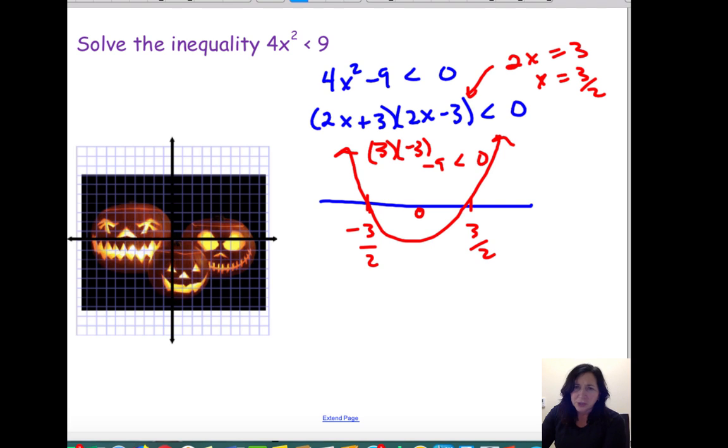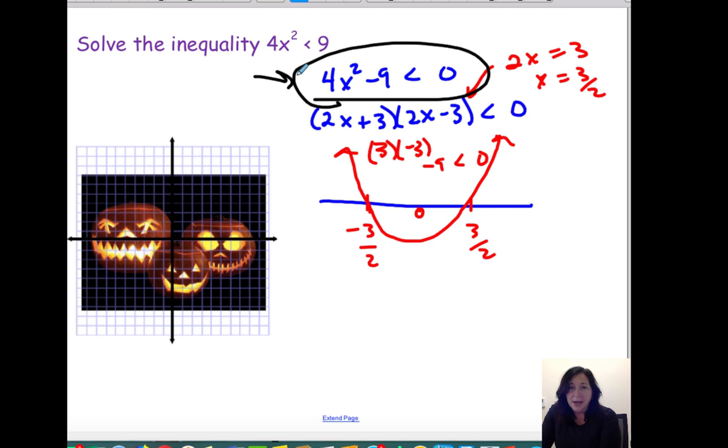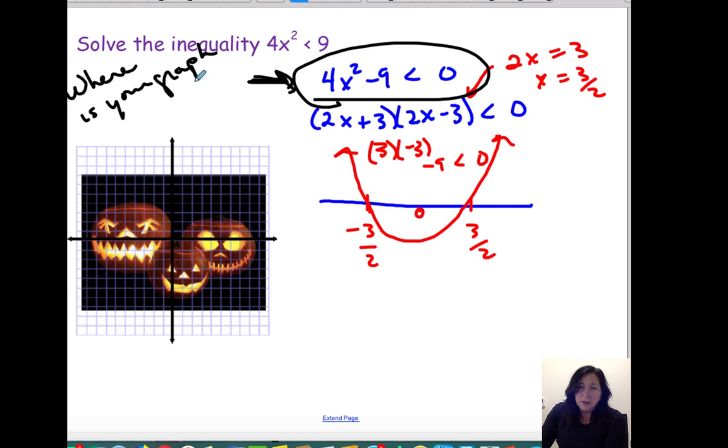So go back to the original equation, which is this, and ask yourself, I know it doesn't actually say this out loud, but it does. This is saying, and you have to know what it's asking you. It's asking you, where is your graph less than 0? That's what they're asking you. And so you would say, well, it's less than 0 in here. So where is that? That's asking you, what's the interval for that to happen?